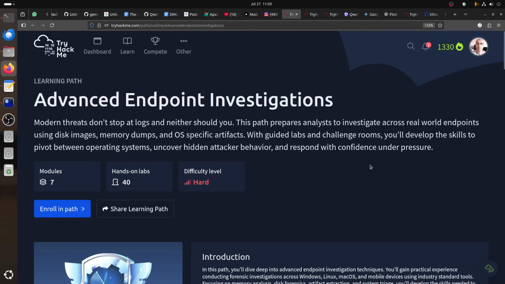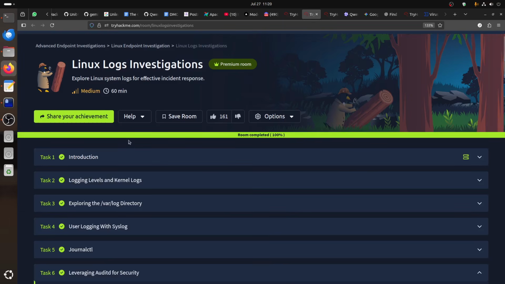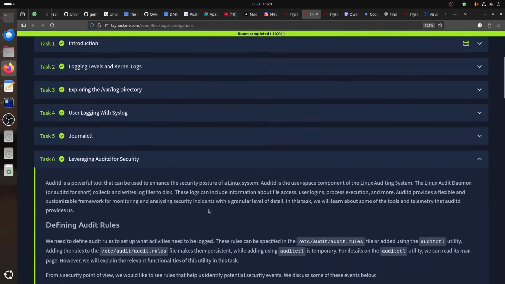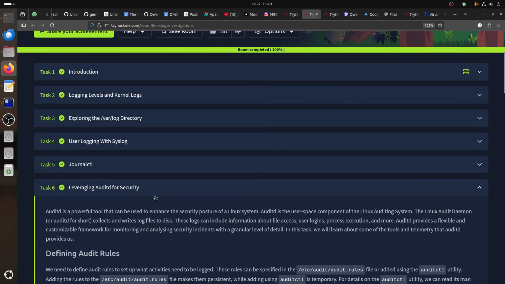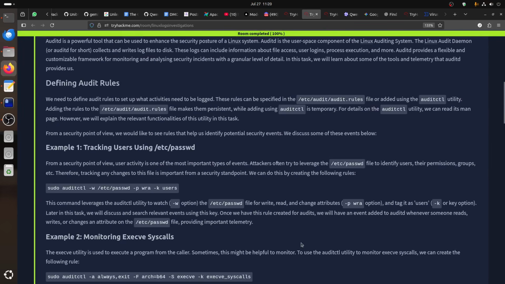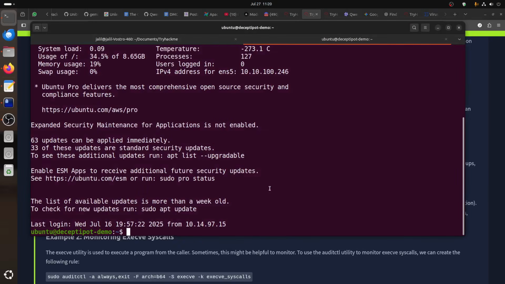This is part of advanced endpoint investigation, Linux log investigation, leveraging audit for security. This is the part where we will basically solve the room, the audit rules. Now, let's start. I'm inside the machine.